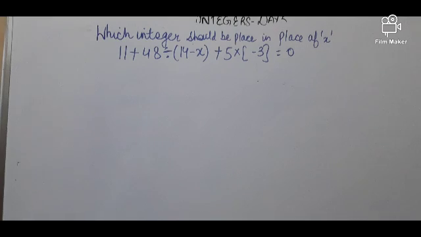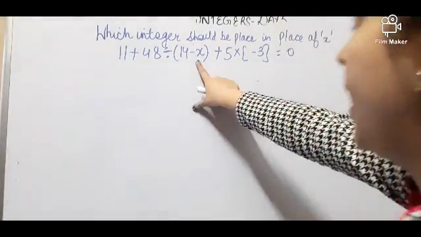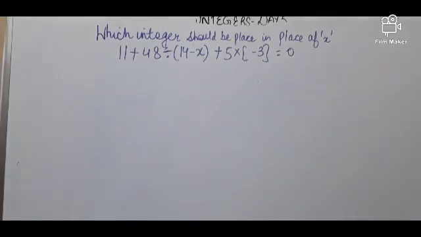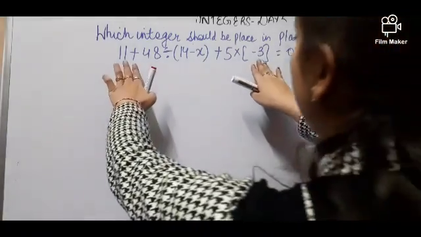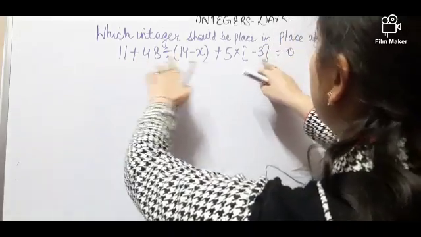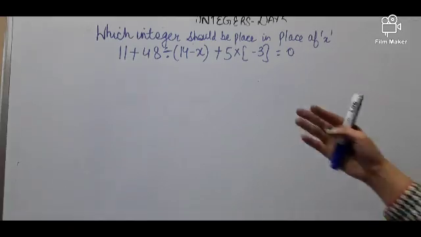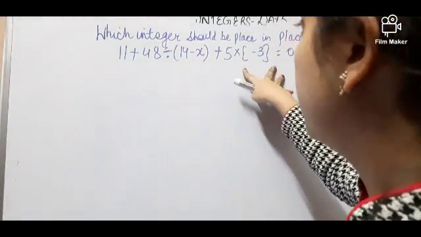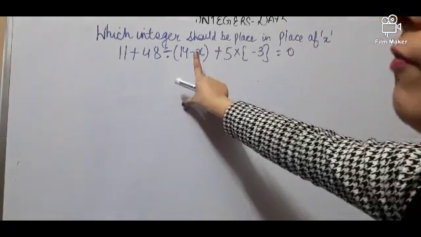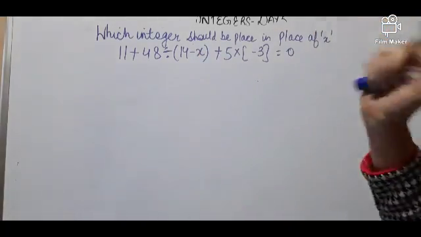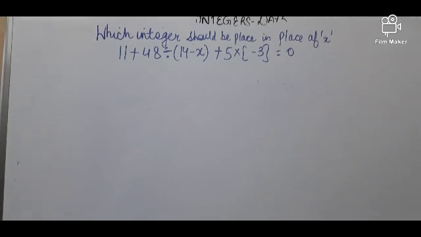So let's see the next question. In the next question, it is given: which integer should be placed in place of x, such that the result is equal to 0? That means we will put this equation equal to 0. What we have to do is solve this equation and find the value of x. What should be placed in place of x? We have to solve this.